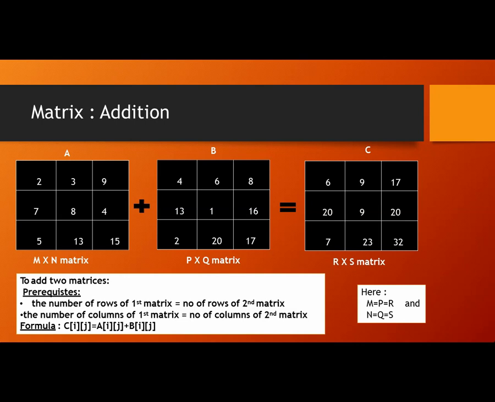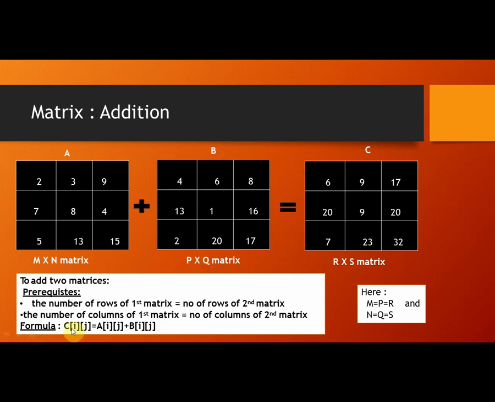Now as you see on the screen, there are two matrices which you have to add. One is matrix A. You have to know the number of rows and columns of that matrix, and the matrix with which you want to add should have the same number of rows and columns. That is one prerequisite for addition of matrices: the number of rows of the first matrix should be equal to the number of rows of the second matrix. Similarly, the number of columns of the first matrix should be equal to the number of columns of the second matrix.